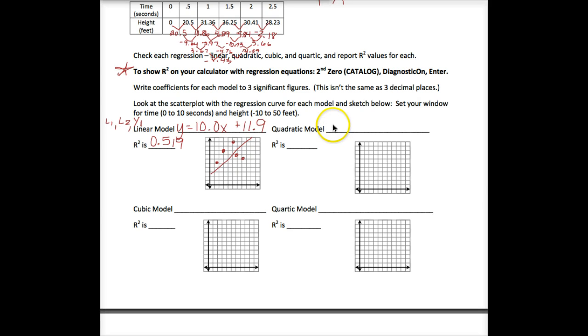So the quadratic model, A is negative 12.87, so to 3 significant digits, that's negative 12.9, that's x squared. My B, 42.2x, and my C, 1.1, approximately 8. So there's my quadratic model. My R squared here, much, much better, 0.974. And when I look at the graph, again, the data points should look relatively the same, but the model should look different.